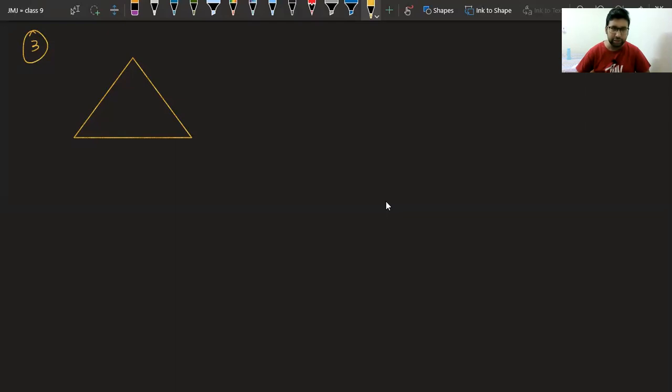Okay, others please try. The formula that you have studied of equilateral triangle. Now, we all know in an equilateral triangle, all sides are equal. So this is A, this is also A, this is also A.